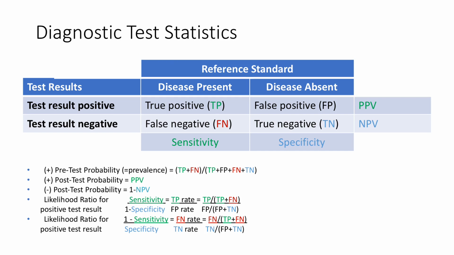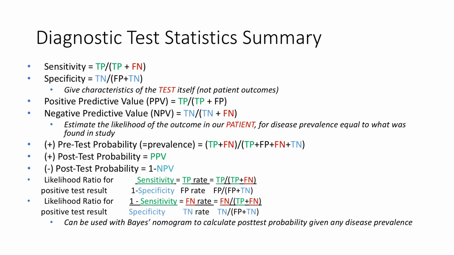Positive and negative post-test probability, as well as positive and negative likelihood ratios, can also be calculated from the data found in the 2x2 table. So here is a summary of the calculations needed to calculate all the important statistics in diagnostic test studies. You can keep this as a reference, but also note there are a number of online calculators, which we will provide links for, that can do this more quickly than you might be able to do it by hand.